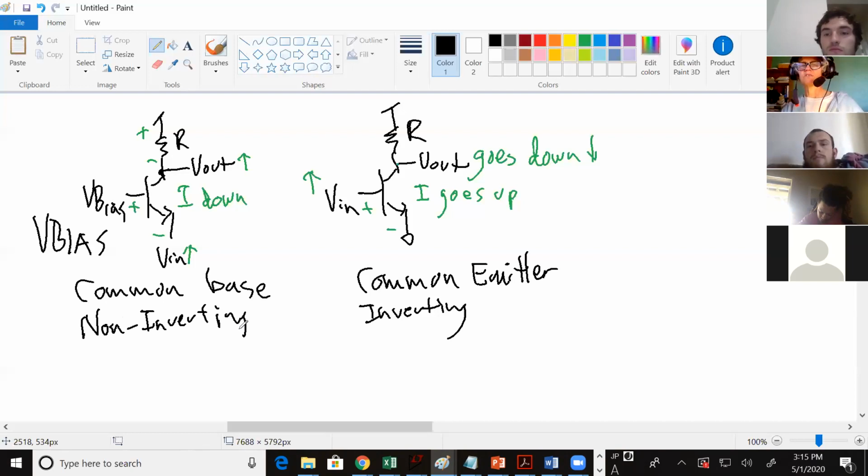Let's do a slight touchy-feely. If I changed V in by a certain amount, how much does IB change? Hardly any at all. That's your IC gets divided by beta, and if beta is 100 or 200 or something, IB doesn't change all that much. What about here?